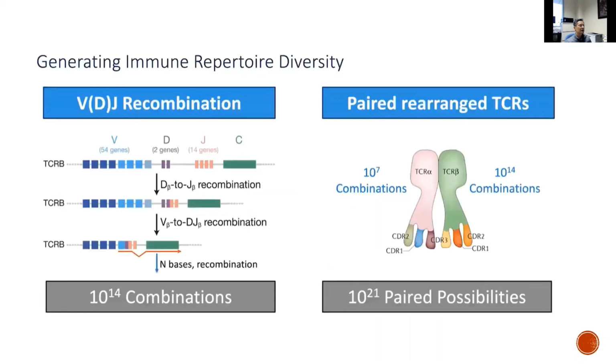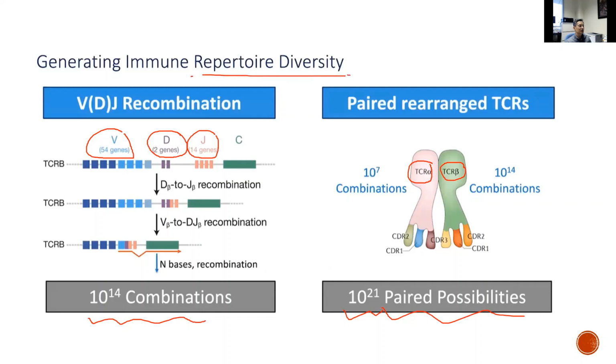Because you have a large number of variable region segments for V, D, and J, you have possible combinations, in theory 10 to the 14th. Because this receptor itself is a dimer, you can have diversity from both the beta chain and the alpha chain combined. And if you consider these paired possibilities, then the theoretical upper bound is 10 to the 21st power. So the theoretical repertoire diversity level is really, really high.